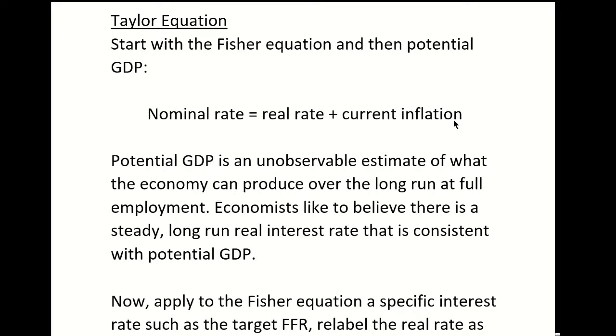This Fisher equation was developed by Fisher a very long time ago, long before we had the idea of potential GDP and what's called a natural real rate of interest. Let me explain, first, by describing what potential GDP is all about. Potential GDP is an unobservable estimate of what the economy can produce over the long run at full employment. Economists like to believe there's a steady, long-run real interest rate that is consistent with potential GDP. Let me show you graphically.